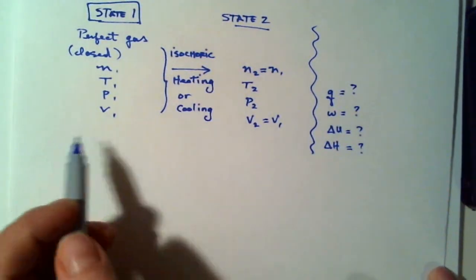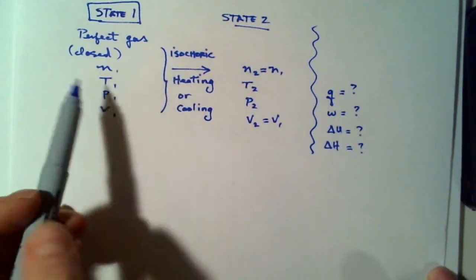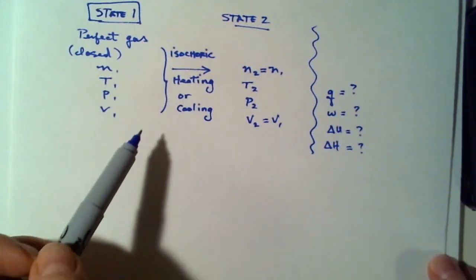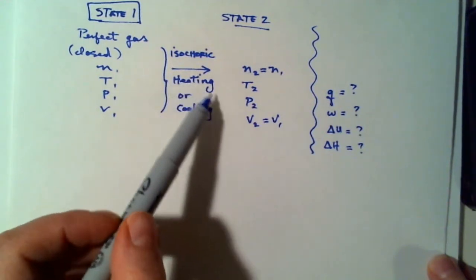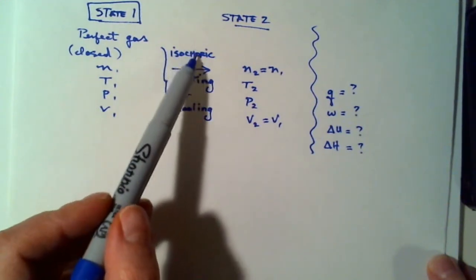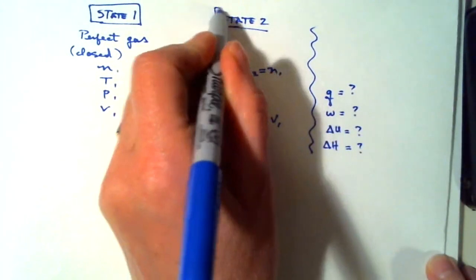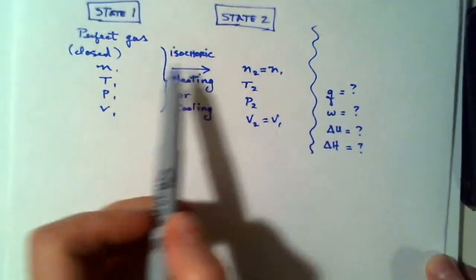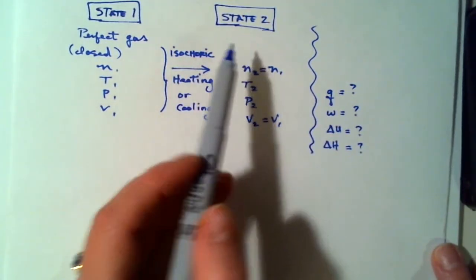Let's think about an isochoric process, which is a constant volume one, on a closed system of a perfect gas. So this would be heating or cooling. So here's my process. This is my condition, and I'm going from an equilibrium state 1, or an initial state, to a final state, state 2, also in equilibrium.